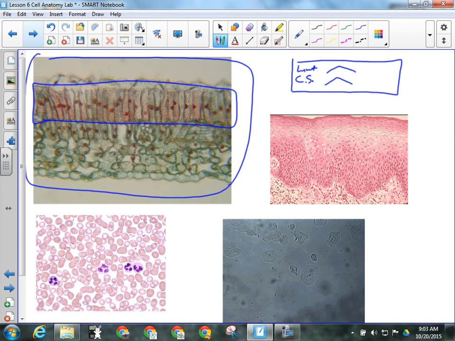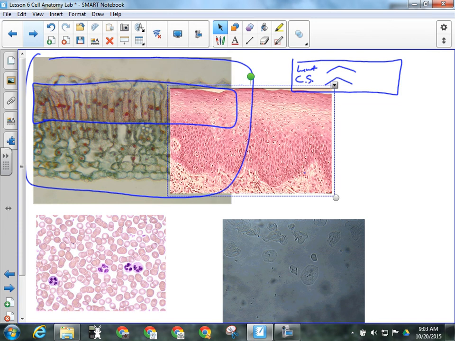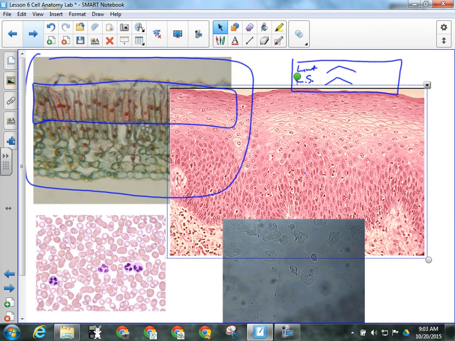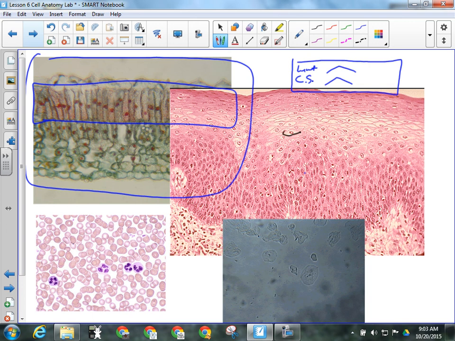All right, so if I was, let's maybe do this. Maybe this is smarter. Okay, so if I was looking at this here, that's a cell. Okay, and that's the nucleus of the cell. Okay, those are the kind of things that we're looking for.